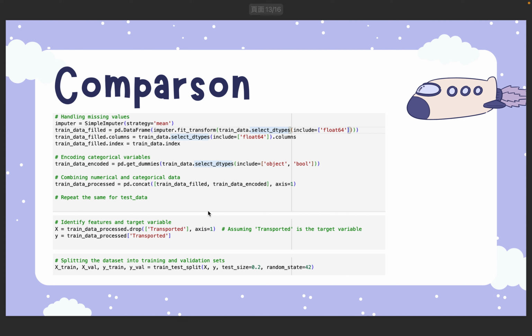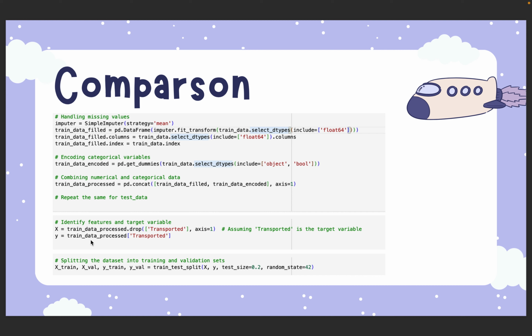So we make a comparison between decision tree and random forest with the same data preprocessing. First we'll handle the missing values, filling in the mean value when we have a missing value. And next, with the same encoding of category variables, we combine numerical and categorical data, and also repeat the same things.